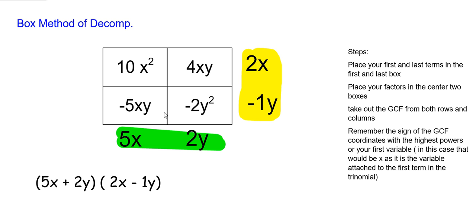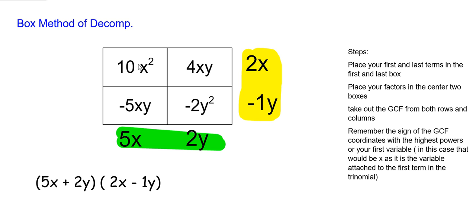Negative 5xy minus 2y squared, my highest power of x is in here. It's a negative, so the GCF I'm going to pull out is a negative number. There is nothing in common other than a y for both of these, so I'm going to pull out a negative 1y.